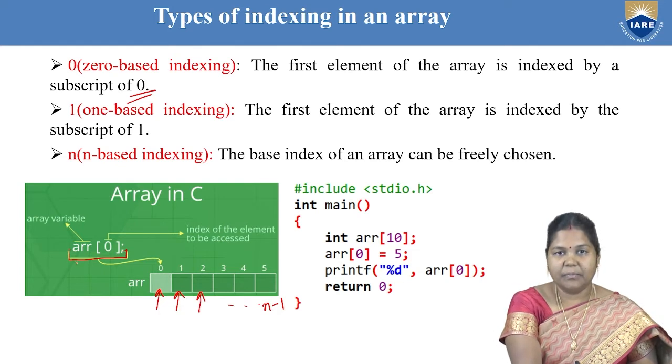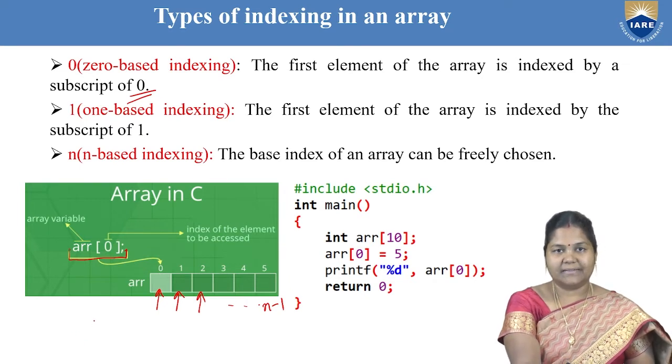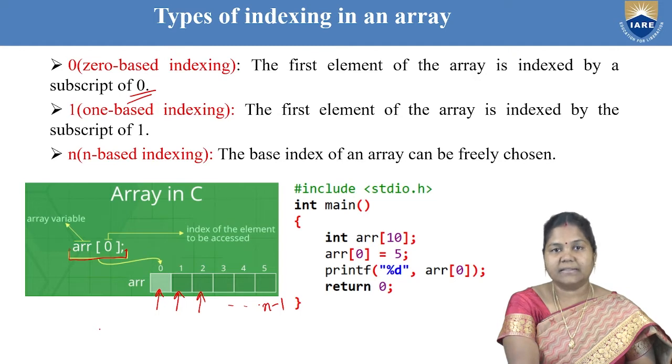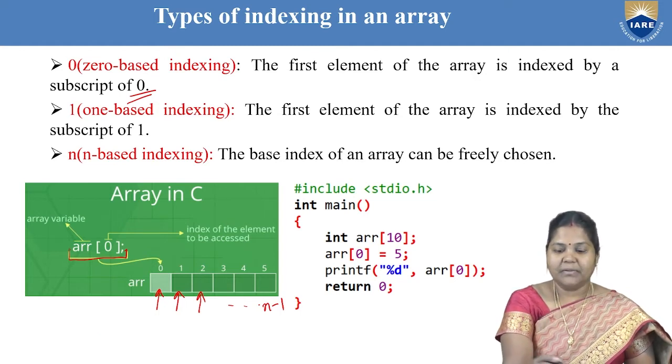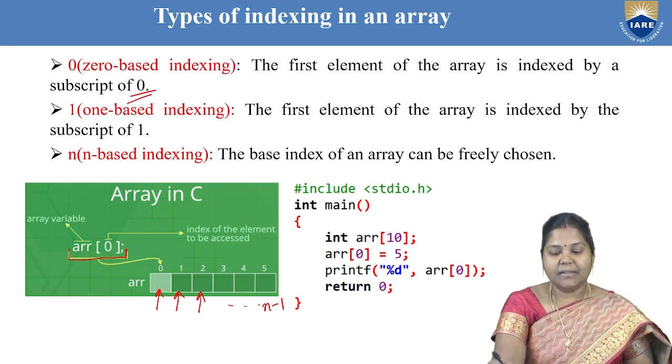The ARR is the name of the array, and 0 is nothing but the index of the array where the element needs to be accessed. So an element in the array can be stored or accessed or retrieved based on the array index only. Okay. Now let us look at the example.